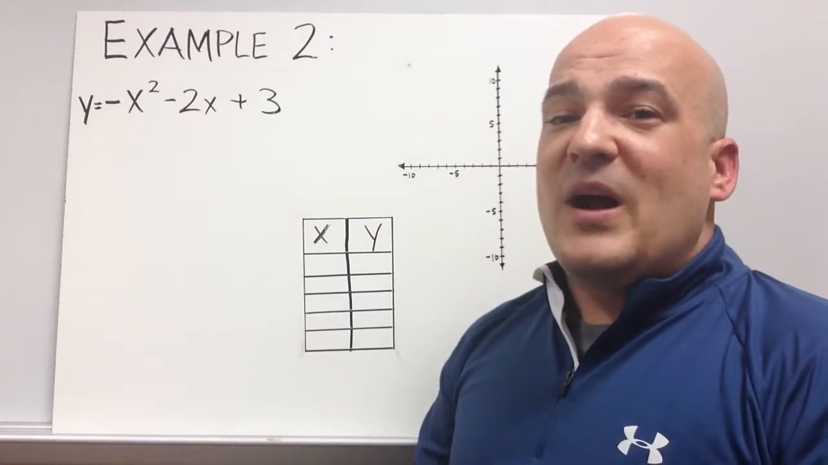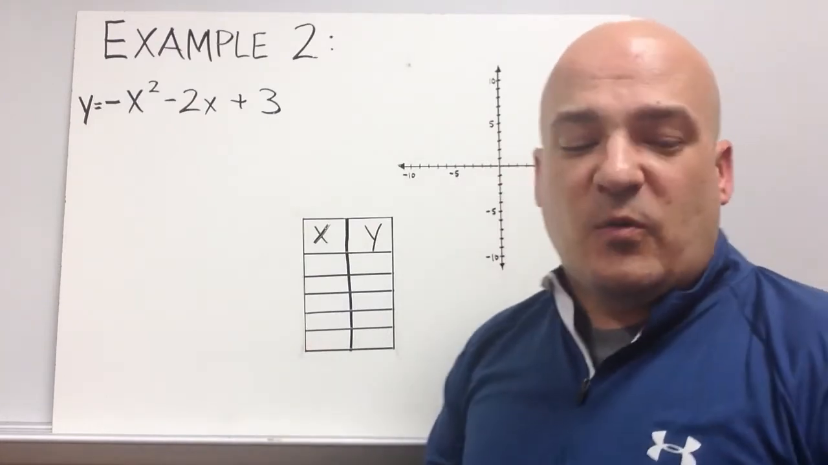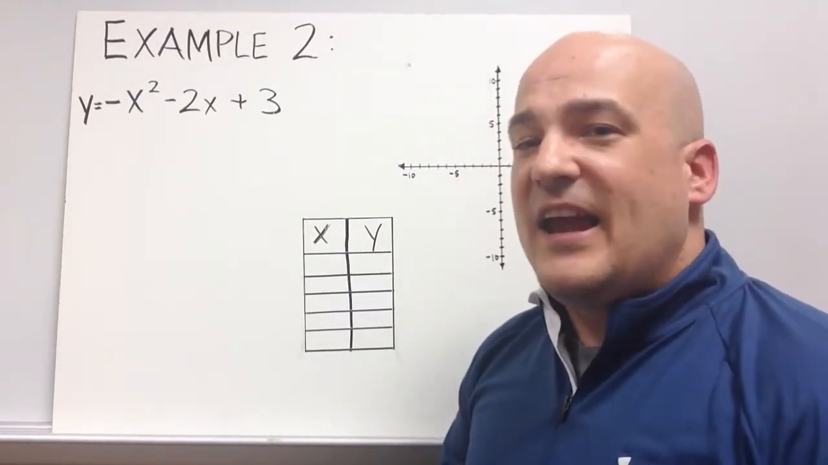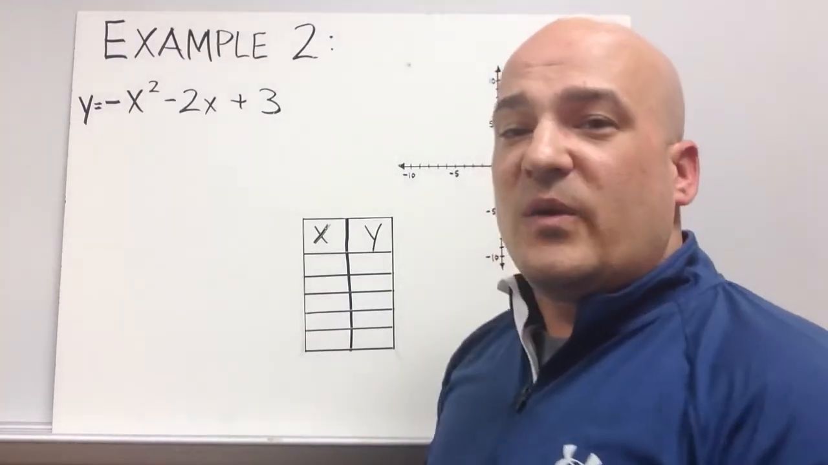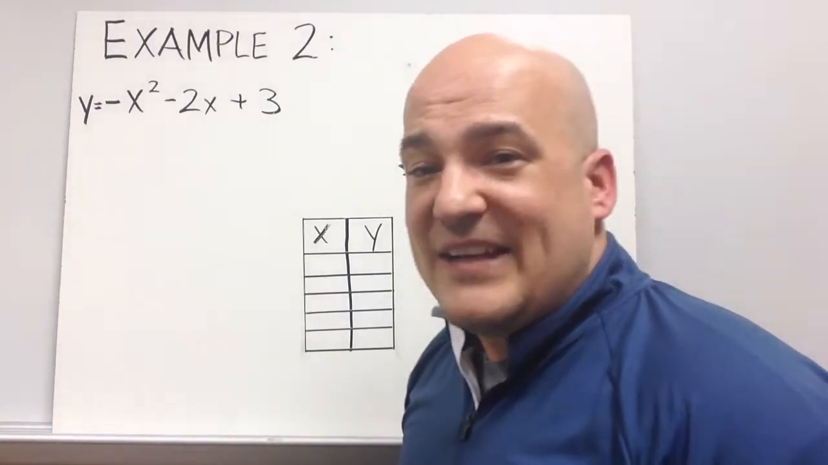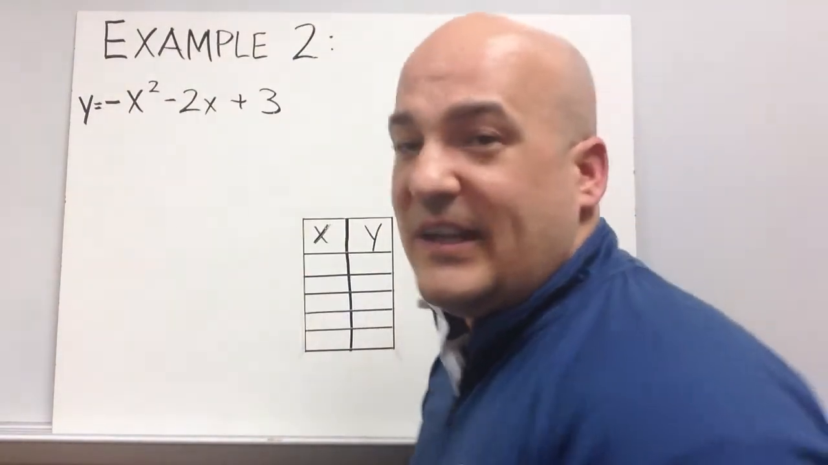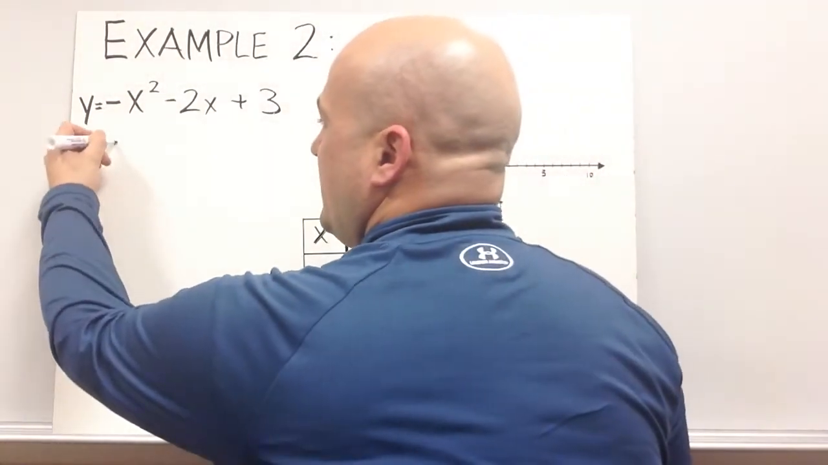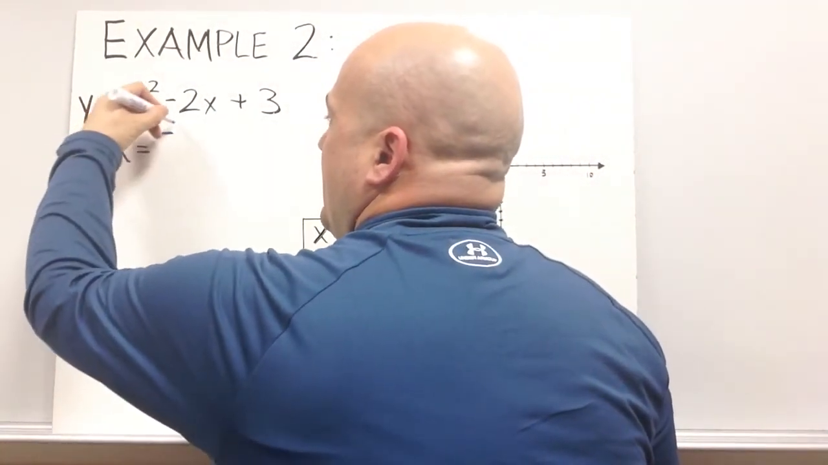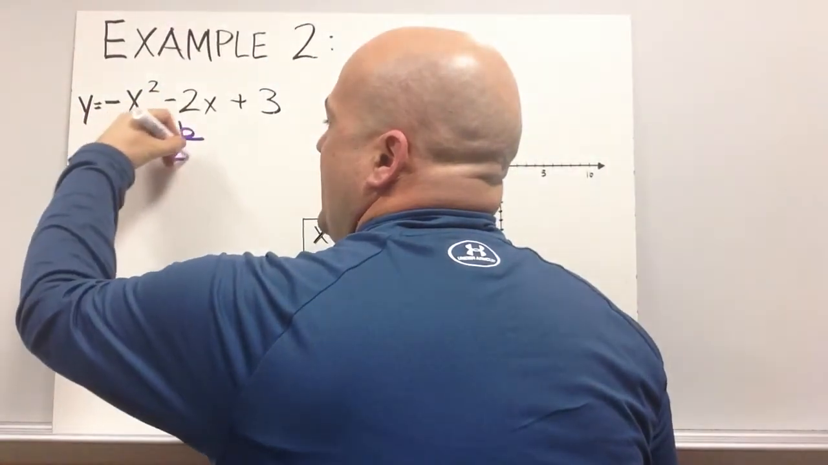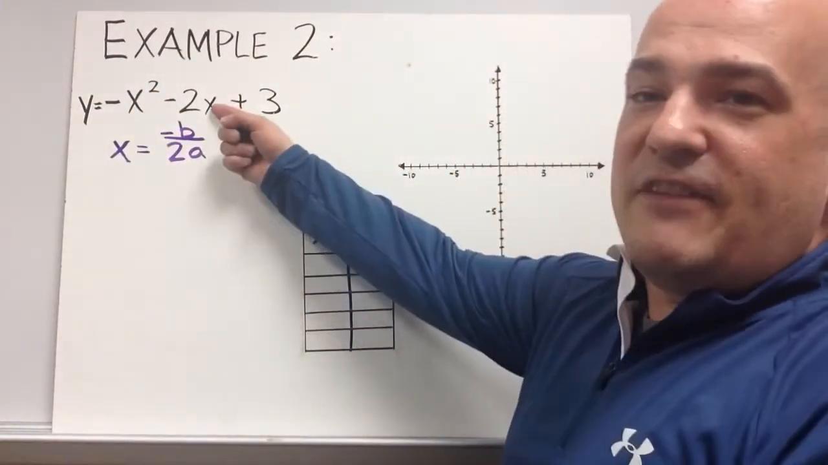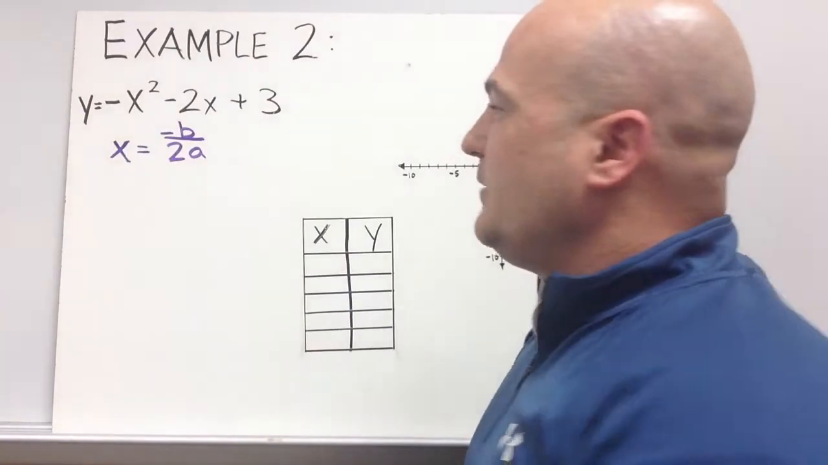Alright, step number 1 is to find my vertex. This is what we worked on yesterday, and hopefully we're getting pretty good at it. In order to find my vertex, first I have to find my axis of symmetry, or my x value. Okay, and remember that x equals the opposite of b over 2a. So I just need to find my b and then my a up here.